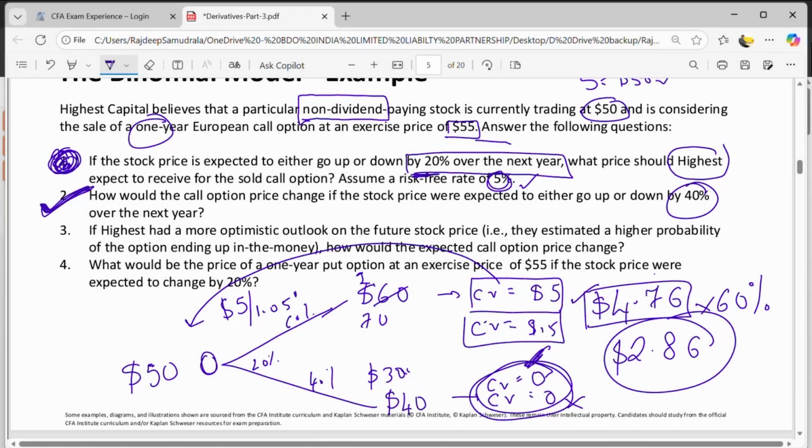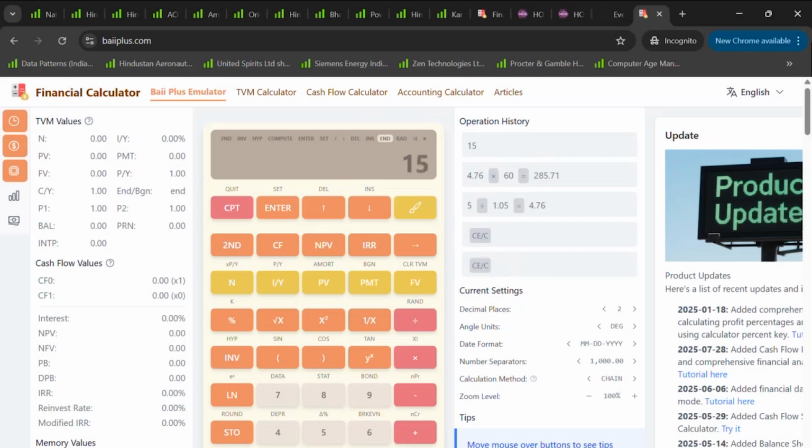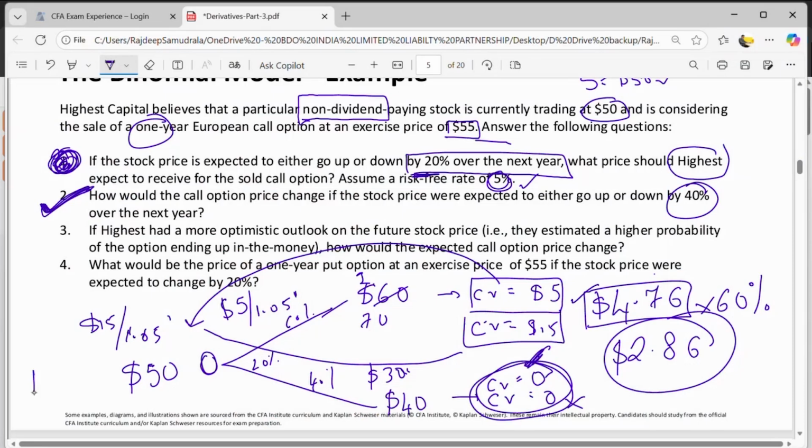So if it goes up to 70, you'll get 15, but if it goes down to 30, you'll get 0, right? So the answer is $15, and now divide the $15 by 1 plus r, which is 1.05 raised to 1. 15 divided by 1.05, how much did you get? 14.2.